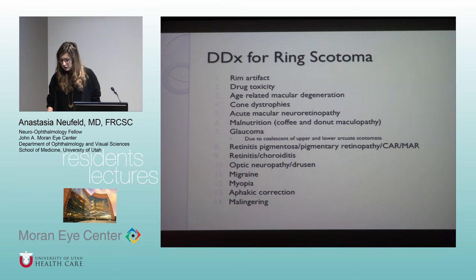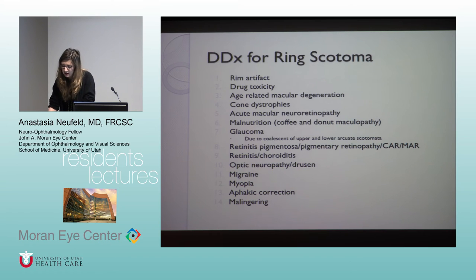So this, sorry, is acute macular neuroretinopathy. It's a specific condition that we don't fully understand yet, and basically we think it's an inflammatory or possibly even vascular condition where you have acute paracentral visual field deficits. Sometimes you get central visual field deficits, but then the central vision comes back and you get these paracentral defects that stay.